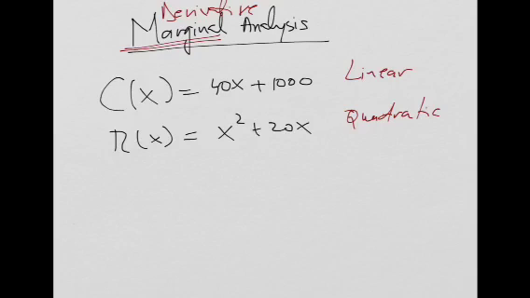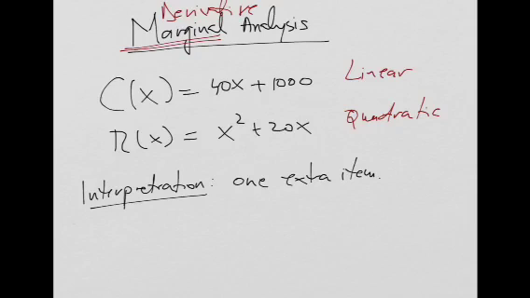The other point that I would like to make is the interpretation of these marginals. It always means the cost or the revenue or the profit of one extra item. So you might say, what do you mean, the cost of one extra item? Like if I buy 2 bottles of Coke, the cost for the second bottle of Coke is going to be the same as the cost for the third bottle of Coke that I buy, right?